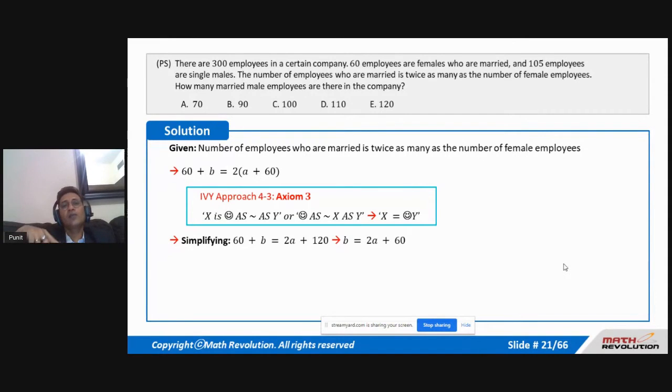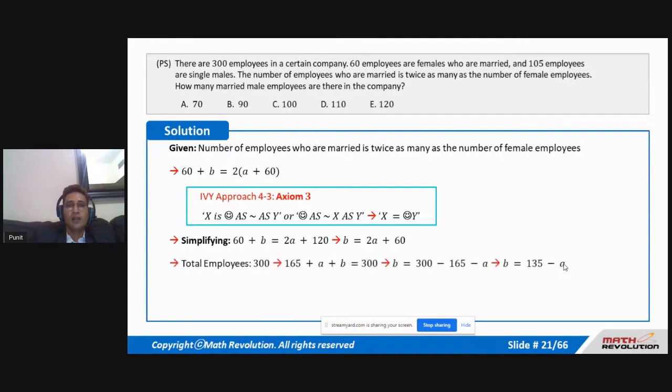Over here, X is 60 plus B. Over here, that something is twice. The Y is A plus 60. I've started receiving the answers as D, and that is good. So let's simplify this. 60 plus B happens to be 2 times A plus 60. Rearranging gets me B equals 2A plus 60.